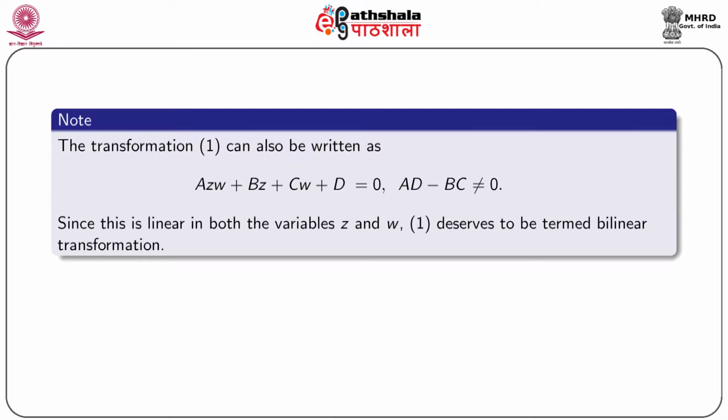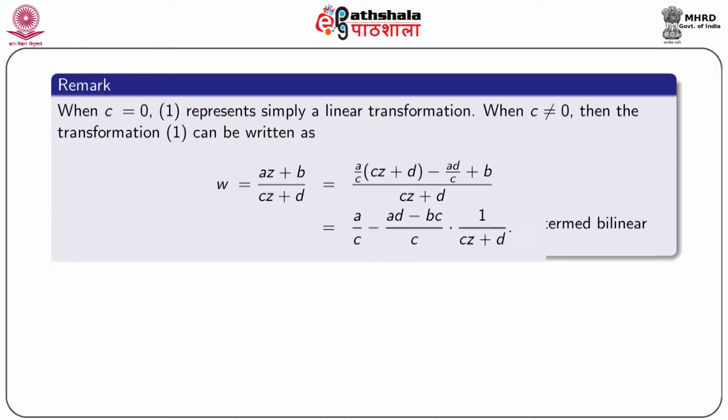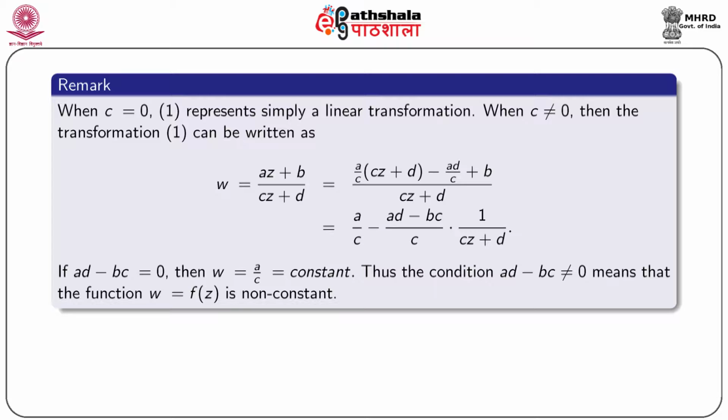The transformation (1) can also be written as azw + bz + cw + d = 0, where ad minus bc is not equal to 0. We note that this is linear in both the variables z and w, and therefore (1) deserves the term bilinear transformation. So, if c = 0, then (1) represents simply a linear transformation.